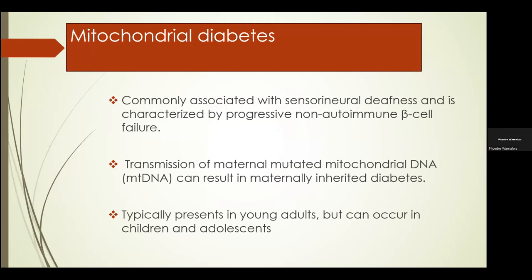characterized by progressive non-autoimmune beta cell failure. And the transmission is maternal in nature. So typically it occurs in young adults, but may also occur in children and adolescents.